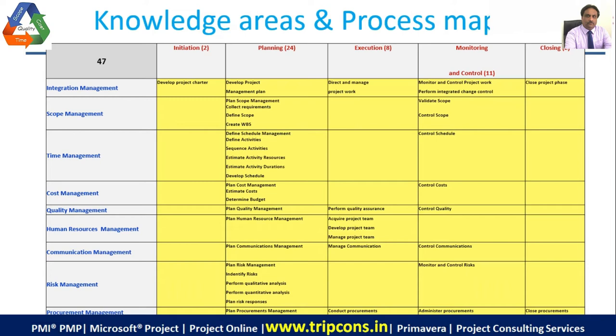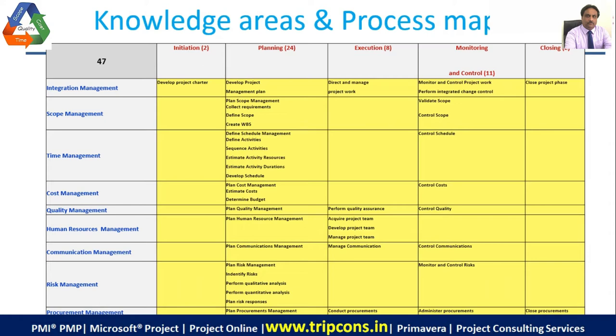how they are tabulated. So as you can see here, the 5 process groups are on the top, in the columns. Top down, in the initiation, as you are seeing, there are 2 processes: develop project charter and identify stakeholders. And in the planning, there are 24 as you go down. The planning is subdivided into 10 knowledge areas: integration, scope, time, cost, quality, human resources, communication, risk, procurement, and finally stakeholder management. So there are 24 processes in the planning group, and then execution has 8, monitoring and controlling has 11, and closing has 2. So they all add up to 47.